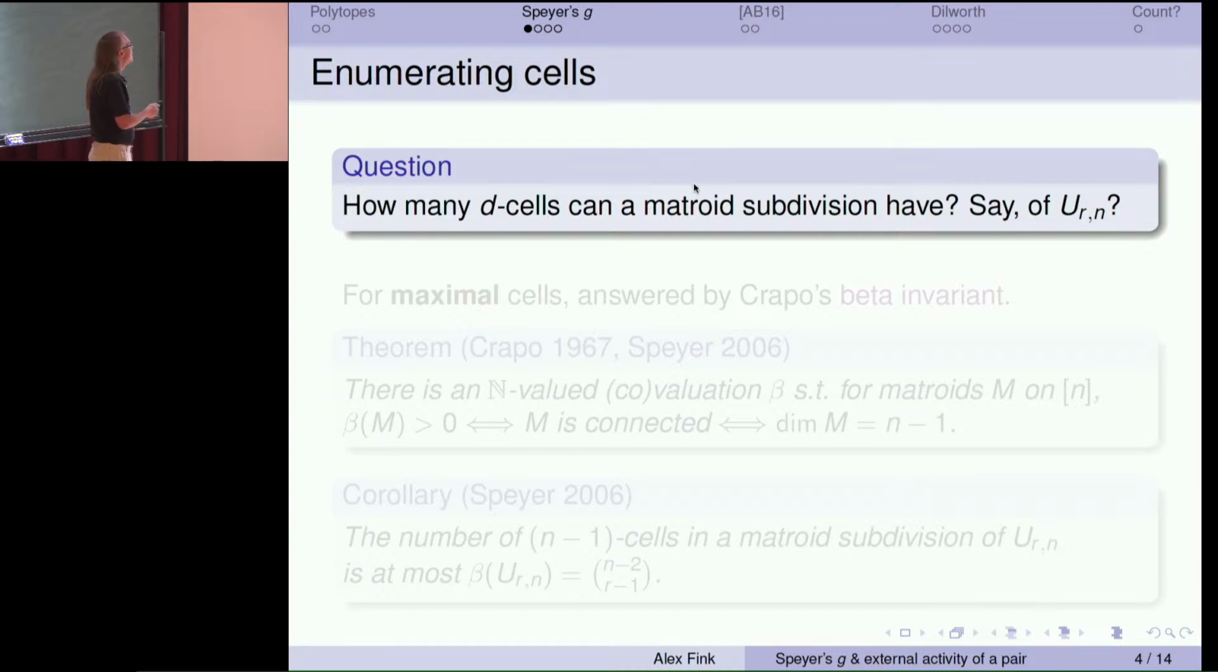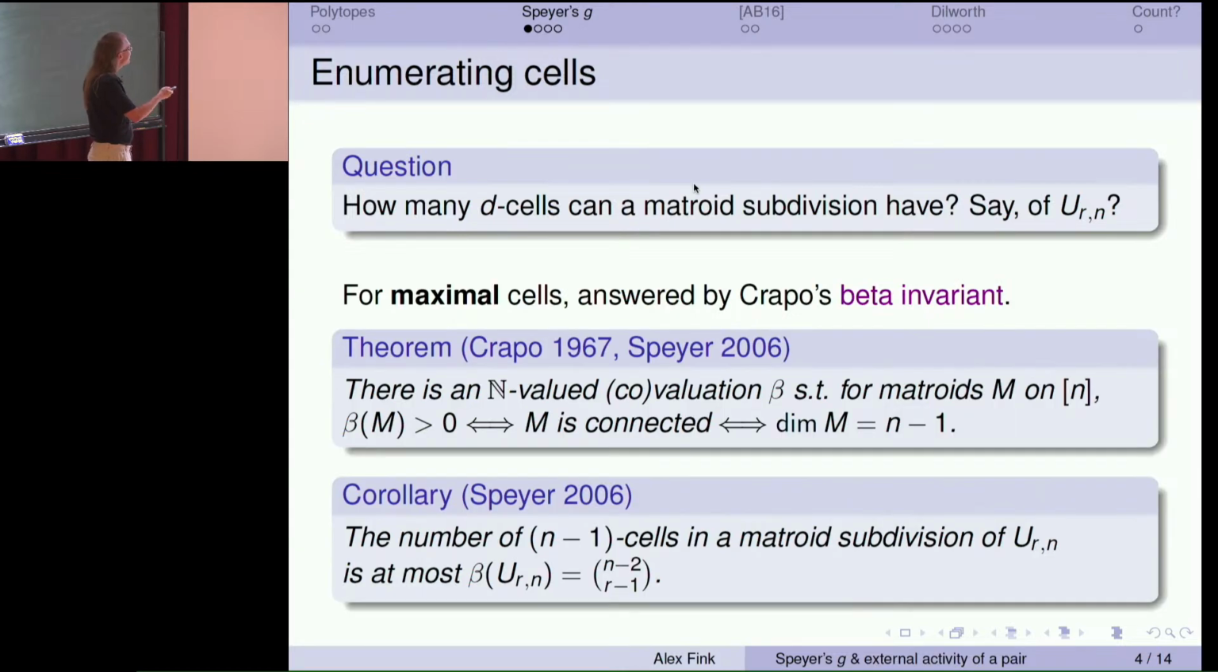Well, you can ask this. Let's say first I ask it for the maximal dimensional cells. This is an n-1 dimensional polytope, as we saw yesterday, because the coordinate sum is always r. That's one linear condition, so it lives in a space with one linear condition. So d is n-1, that's the biggest it can be. And how many n-1 cells you can have in such a matroid subdivision, it turns out, is answered by Crapo's beta invariant. I have a theorem here which is due to Crapo except for the single word co-valuation, or valuation, which is due to Speyer. Otherwise, this is just theorems of Crapo.